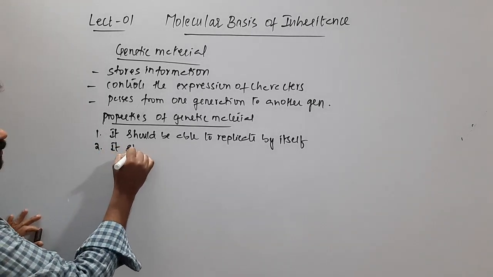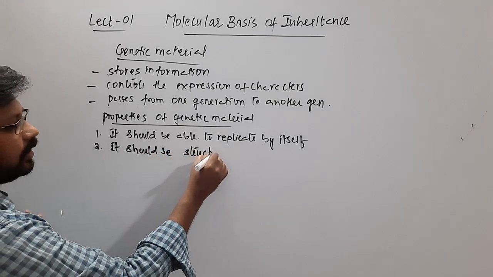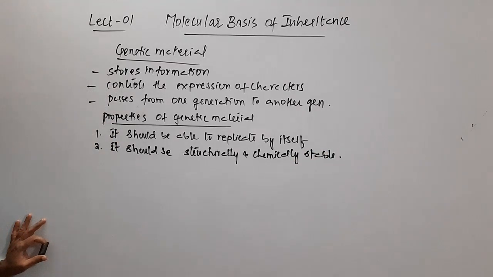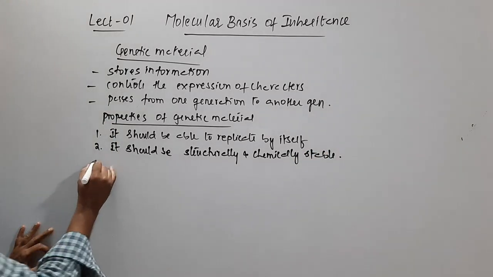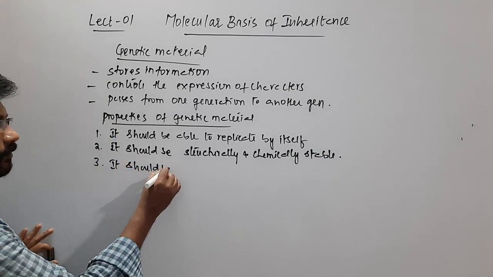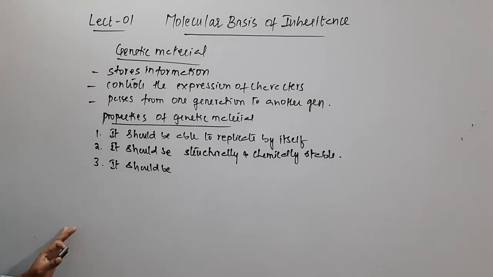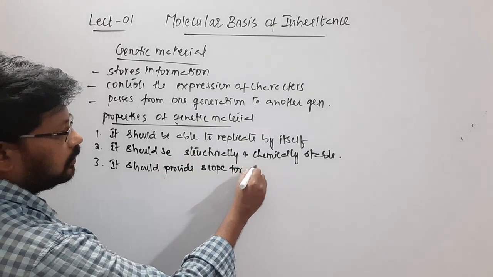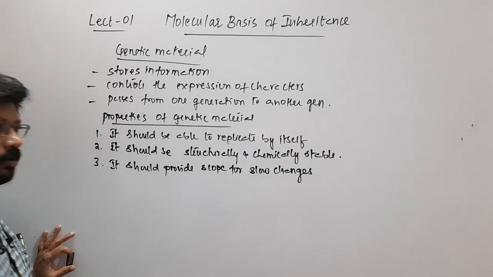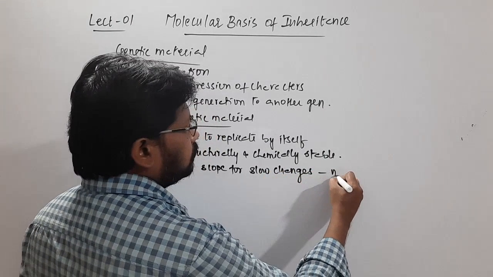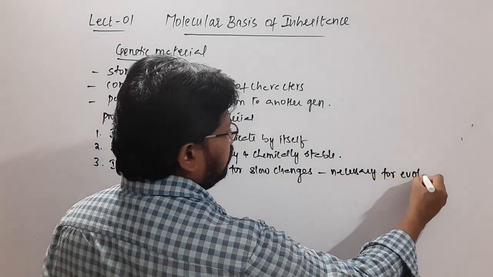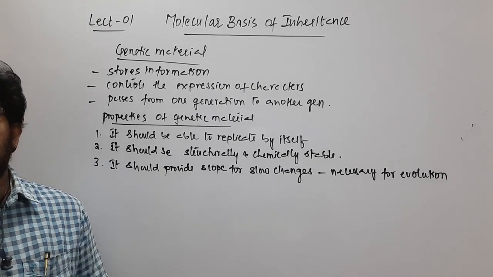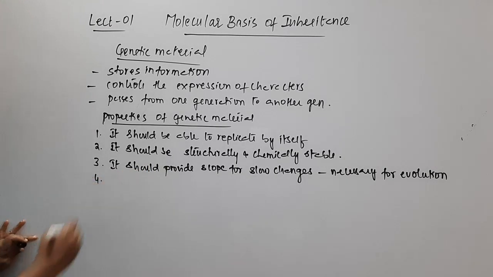It should be structurally and chemically stable. So the molecule should be structurally and chemically stable, and then it also should be allowing slow changes. So it should provide scope for slow changes, and these slow changes will actually help in evolution. So these are necessary for evolution. So that is a gradual transformation of a species into another species. Okay, so that's another point.